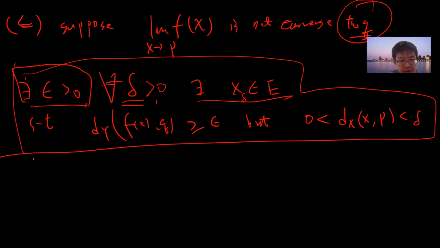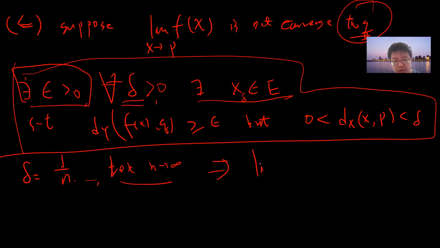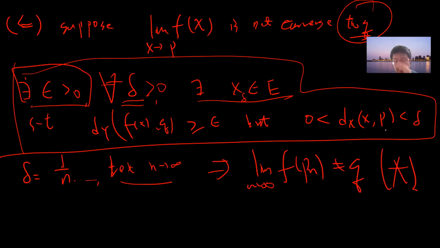Okay, so suppose this is true. So there exists epsilon, but for every delta, I can choose delta to be 1 over n. This sentence means that there exists epsilon such that delta is 1 over n. So you can let n grow to infinity. Then this sentence will imply that the limit as n goes to infinity of f of Pn will not be the same as q. But this violates our original assumption.